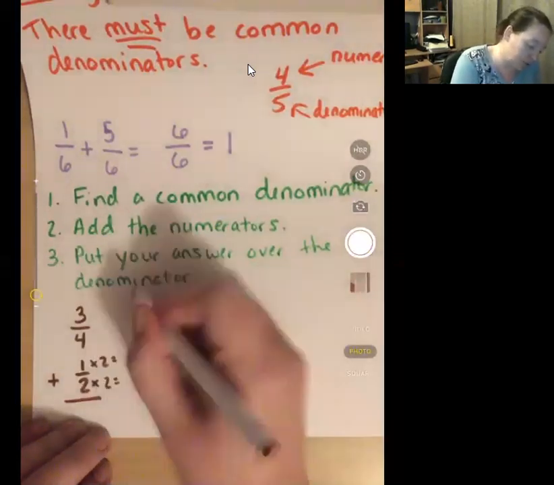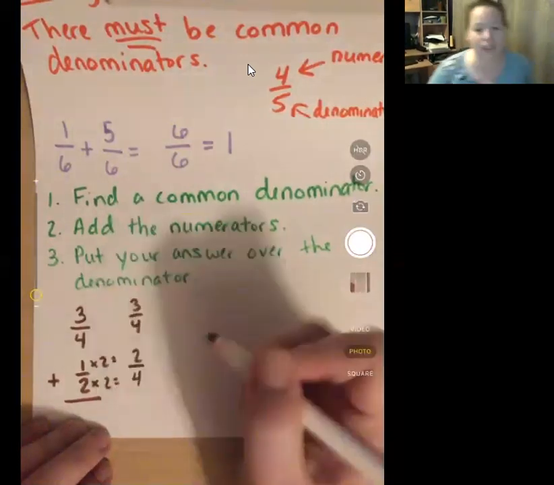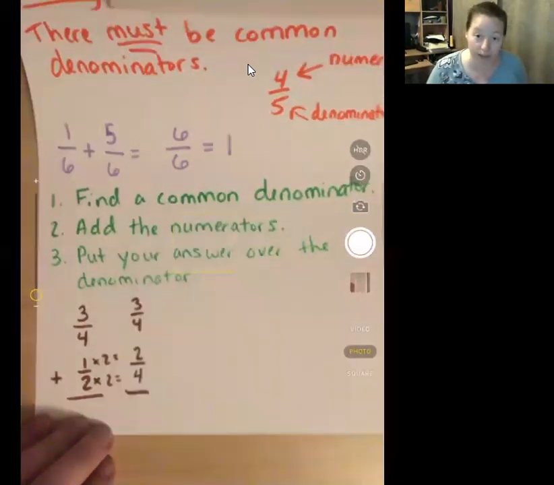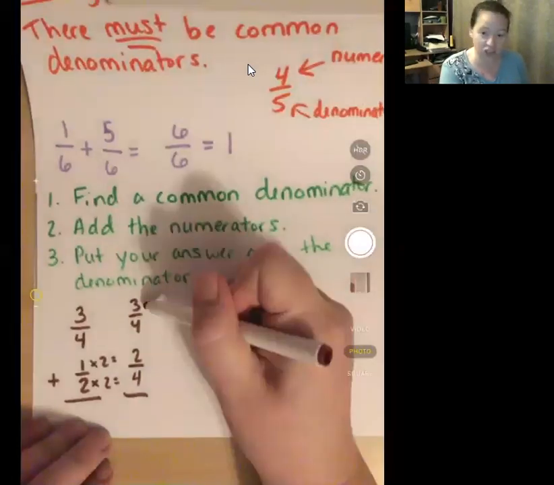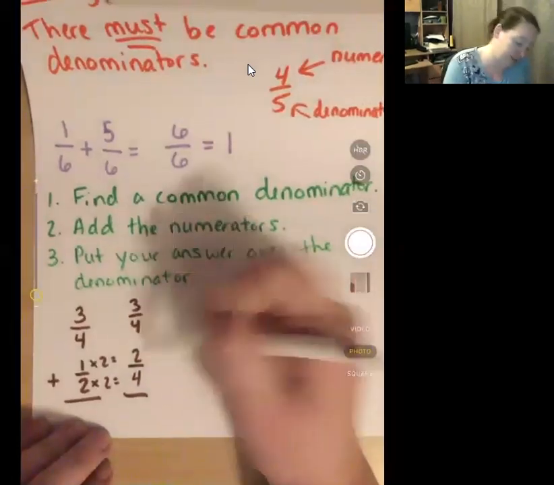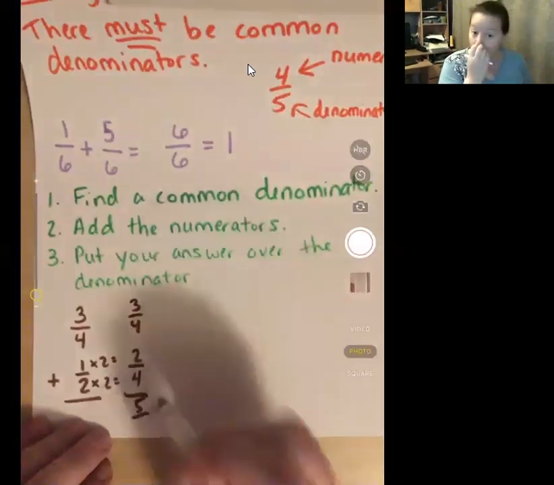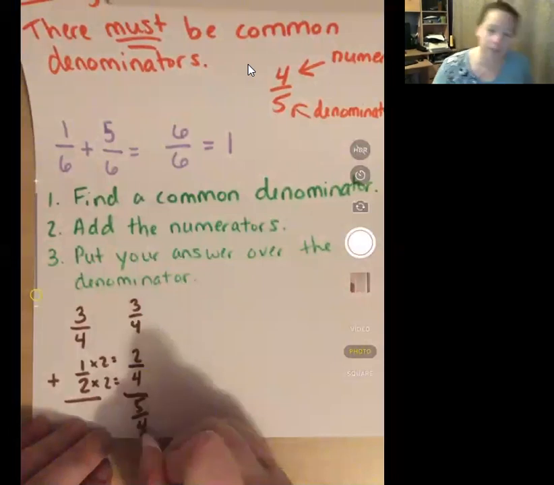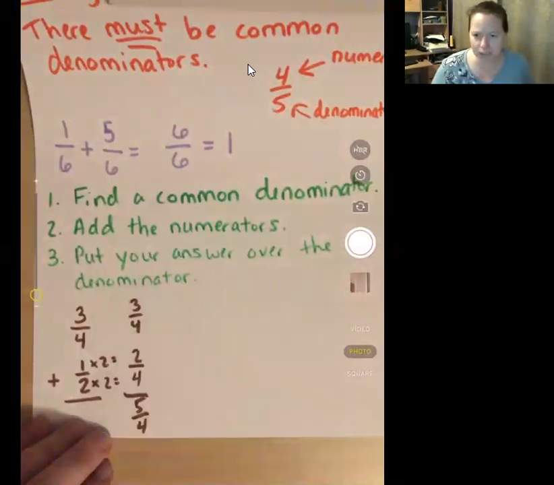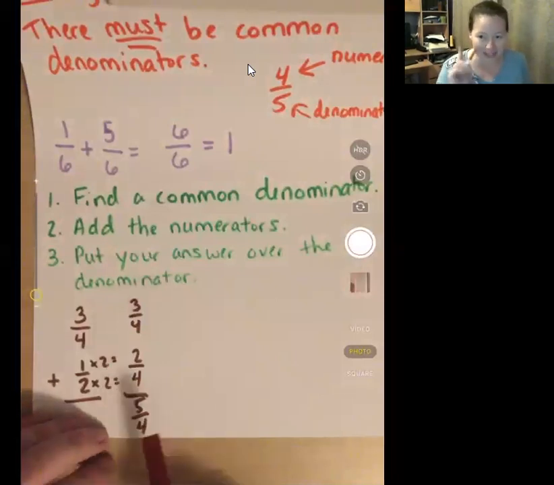So the 3/4, I'm just going to move over because I didn't have to do anything to it. It already has the 4 on the bottom. Add my numerators. 3 plus 2 is 5. Put it over the denominator. That's a 4. Okay? At this particular point, I'm just going to leave it there like that. We're going to mess around with this in just a second, but for right now, I'm just leaving it there like that.